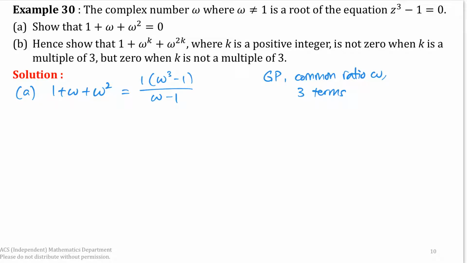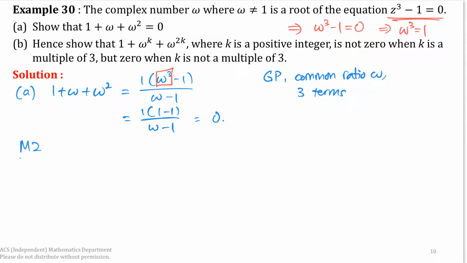But we know that omega is a root of this equation. So that necessarily means that omega cubed minus 1 equals 0 because it satisfies the equation, which also means that omega cubed is really equal to 1. And here we have omega cubed over here, so this can be replaced by 1 minus 1 over omega minus 1, and so this is going to give me 0. I don't need to really bother about what omega is. The other method, method 2, is to figure out what omega would be.